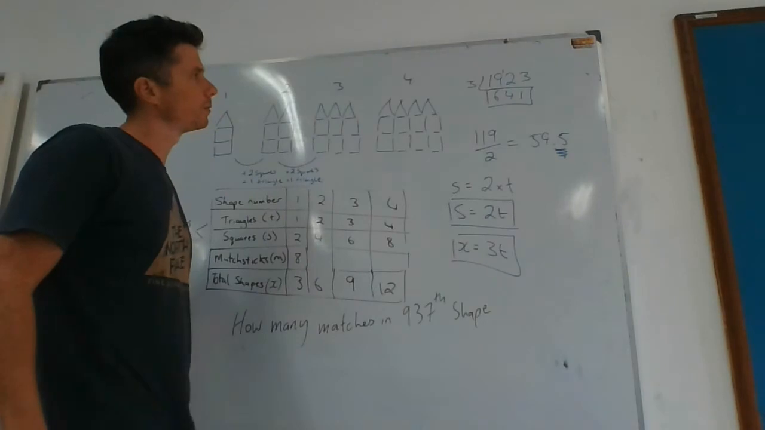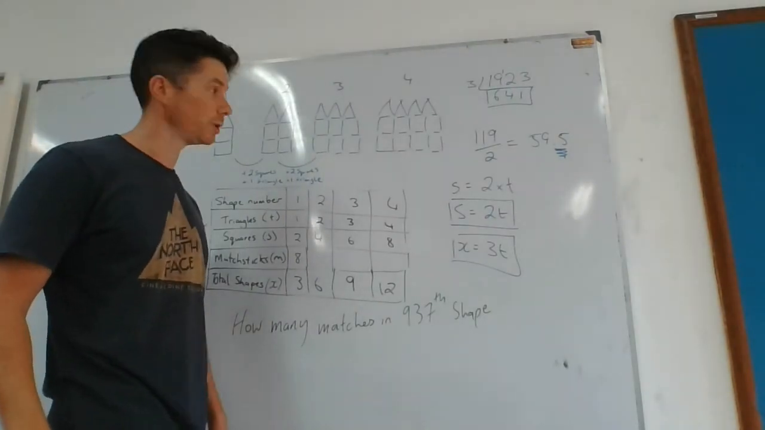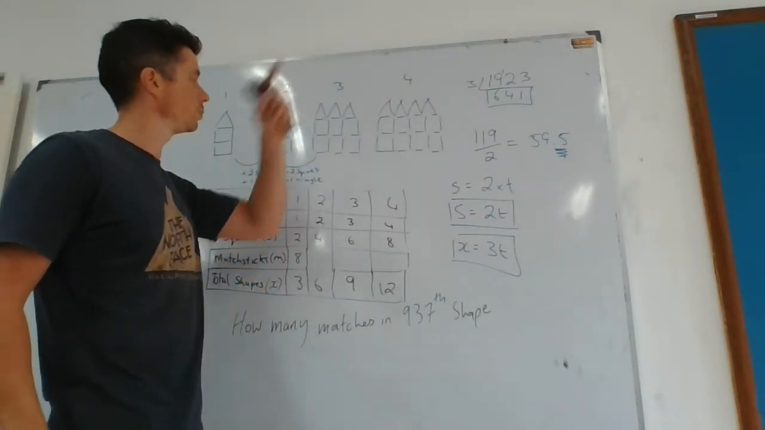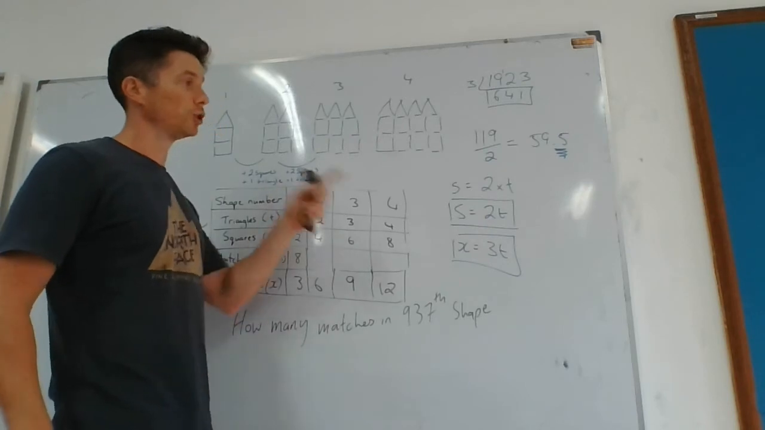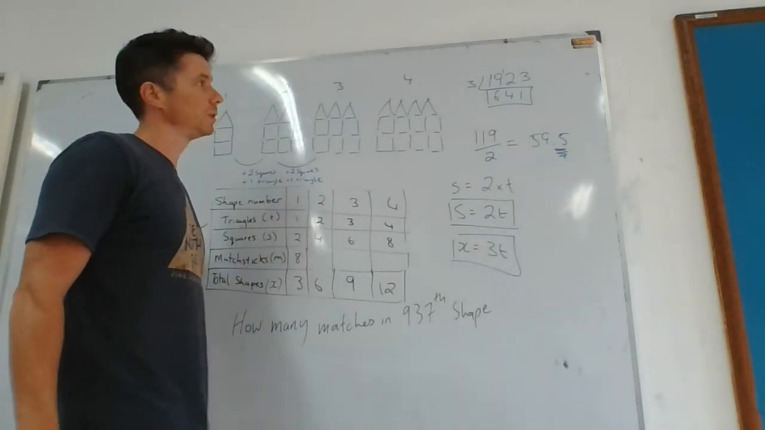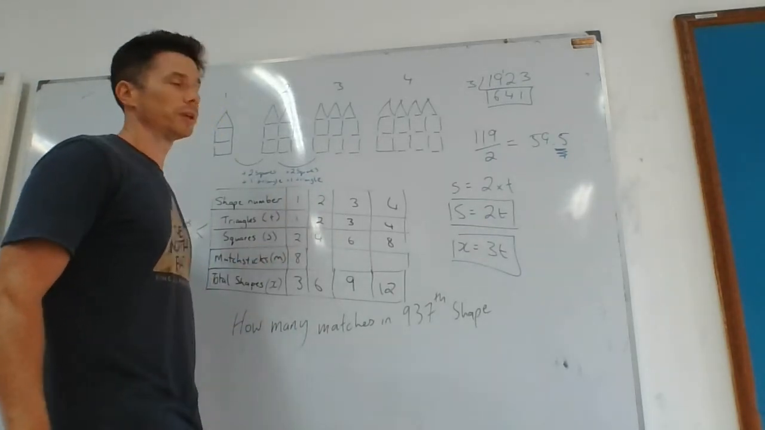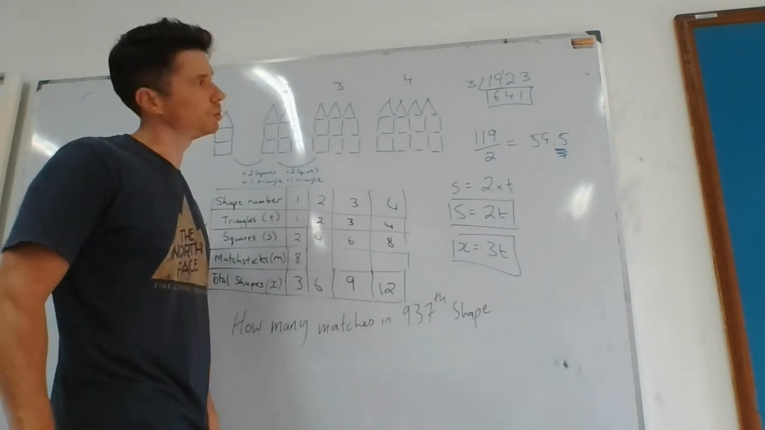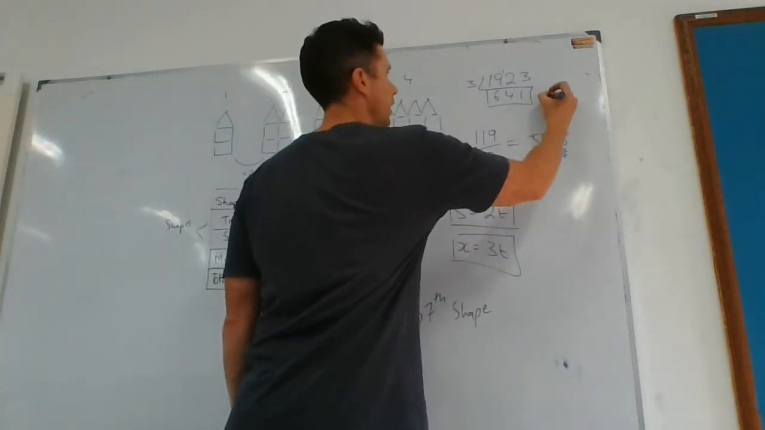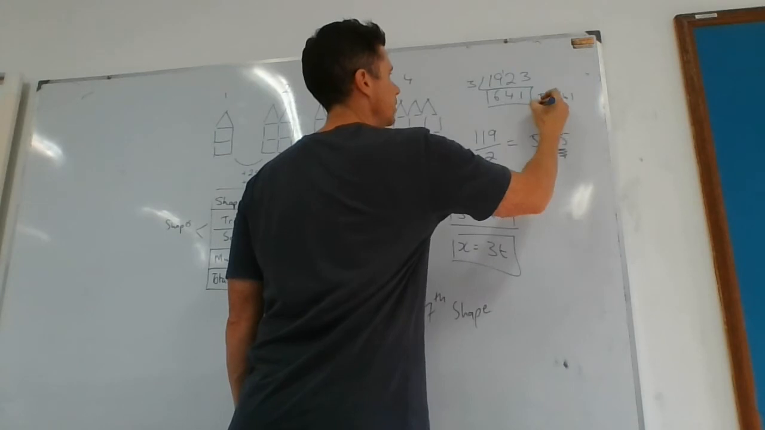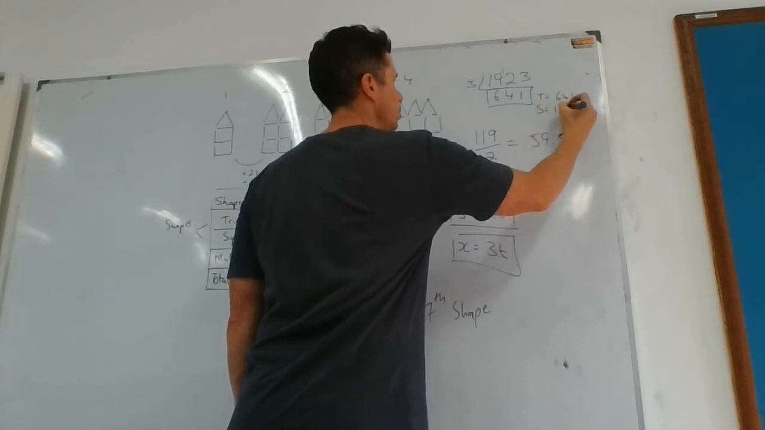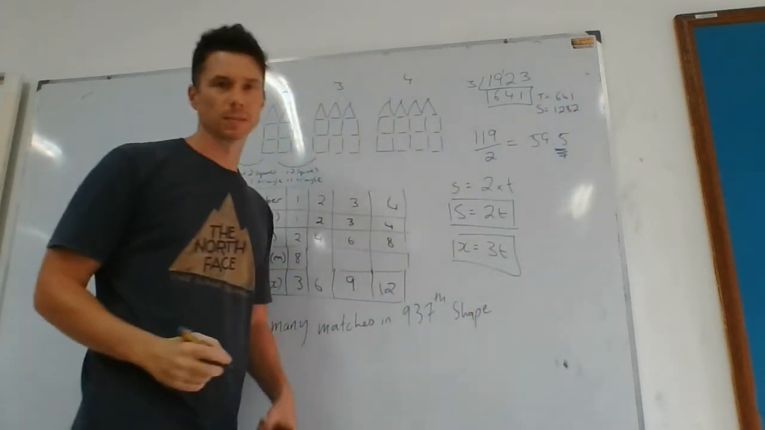So the 641st term would have 641 triangles, because remember the triangles go up in 1, and it would have double that number of squares. So it would have, what's that? 1,282 squares. So triangles for this one would be 641. Squares for this one would be 1,282.